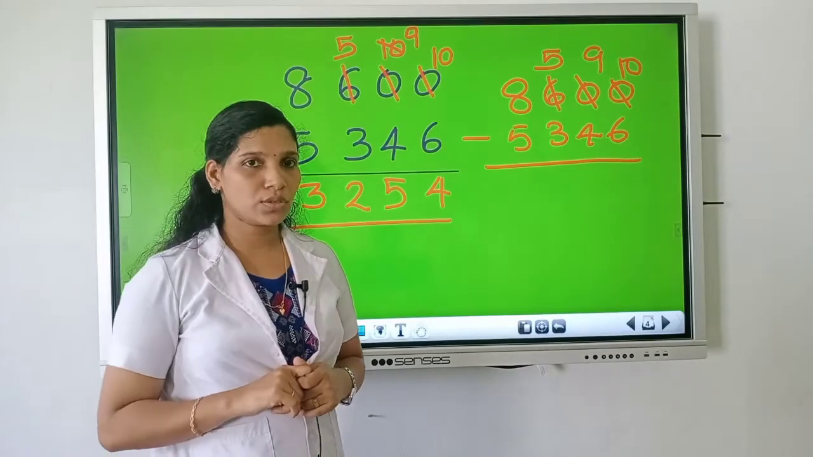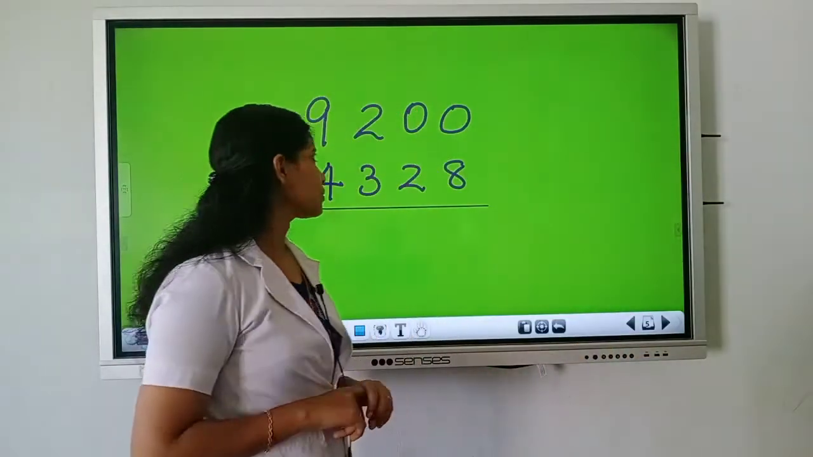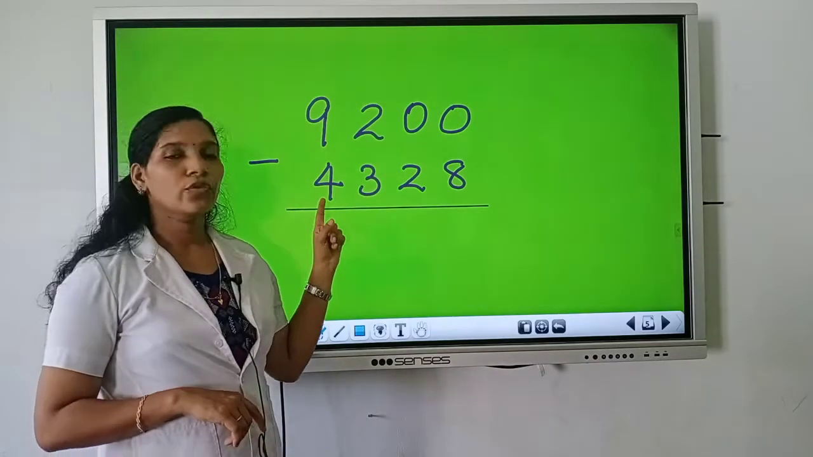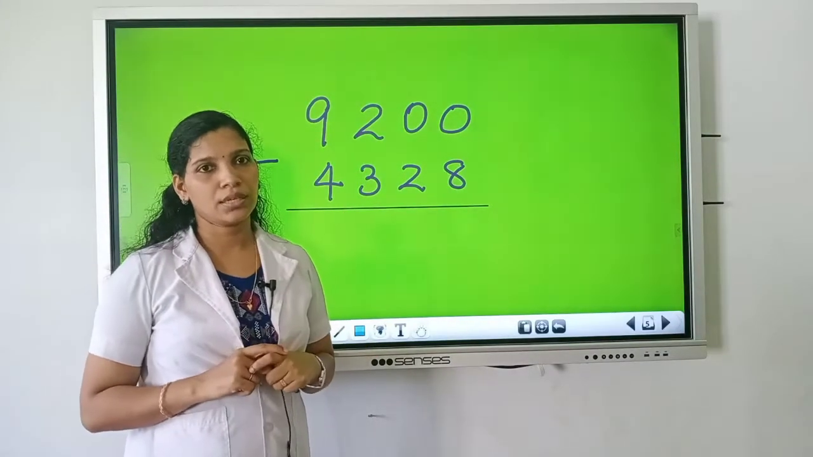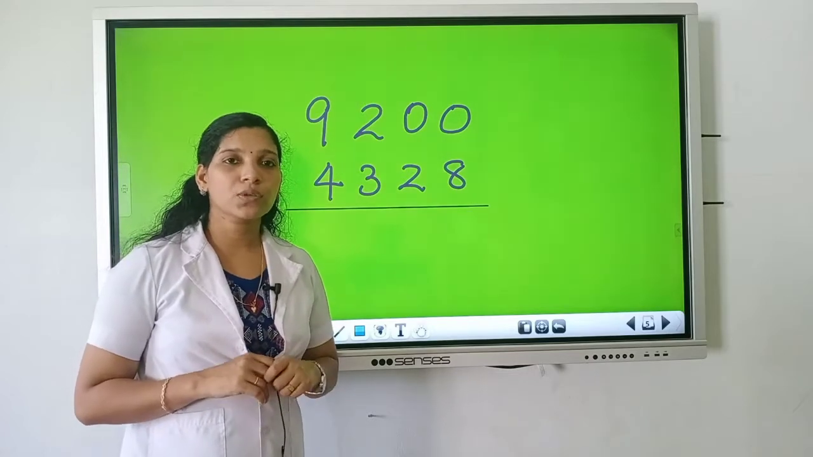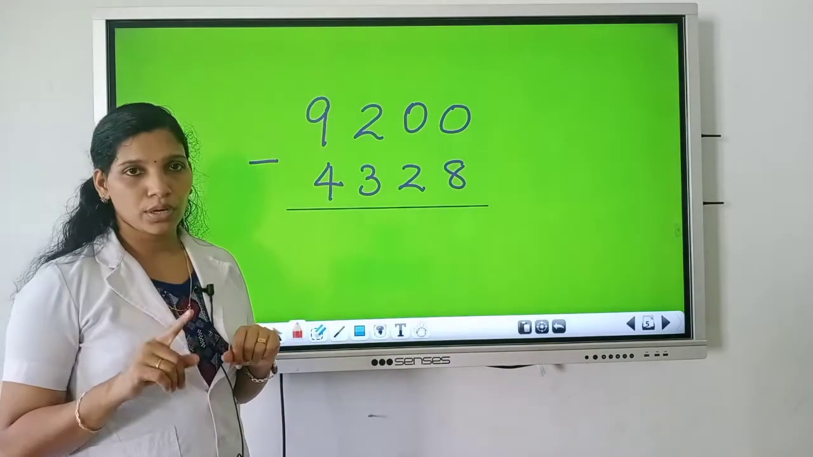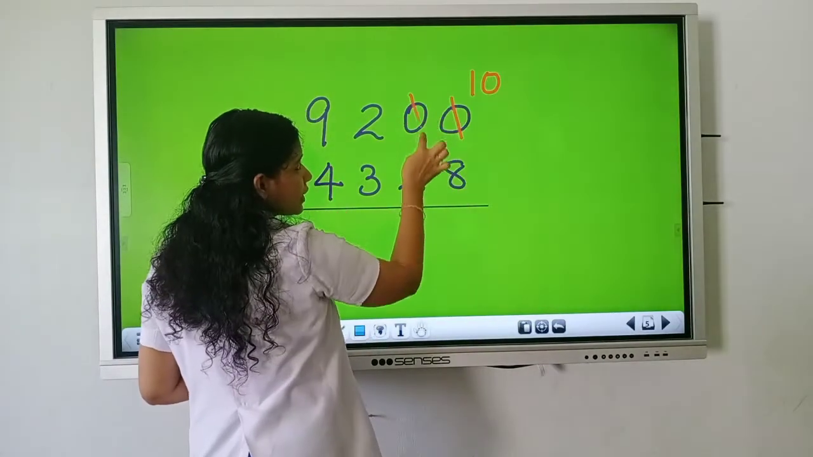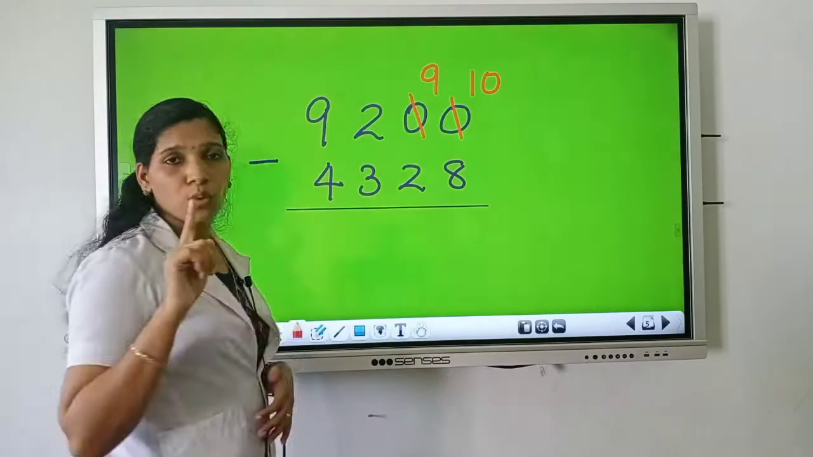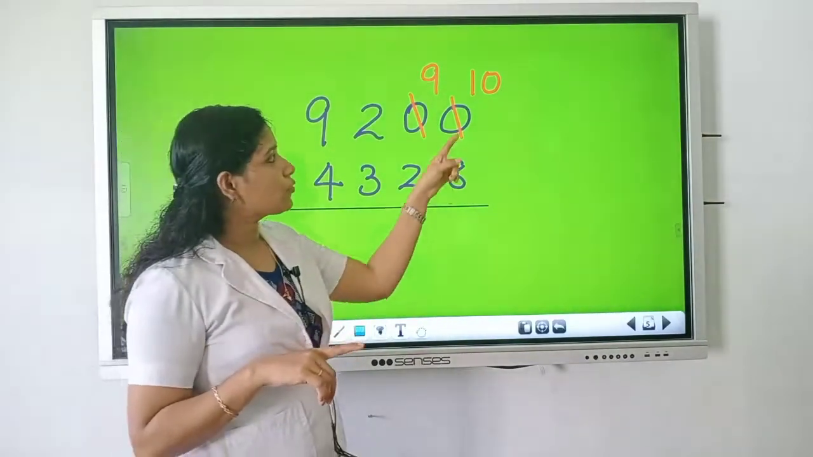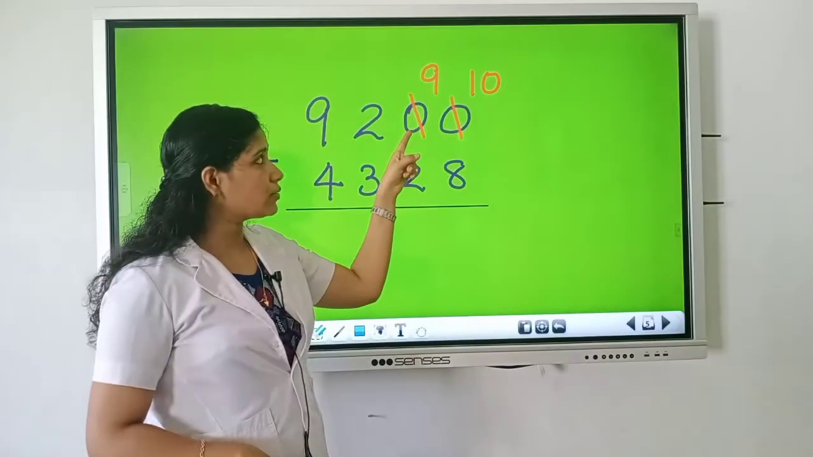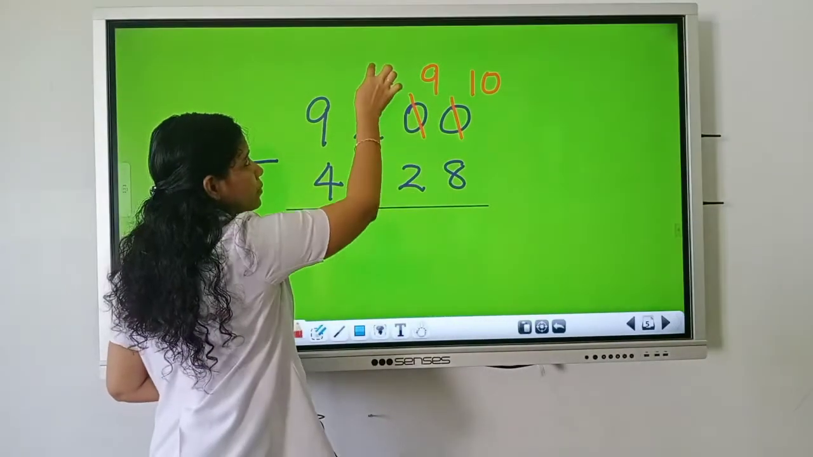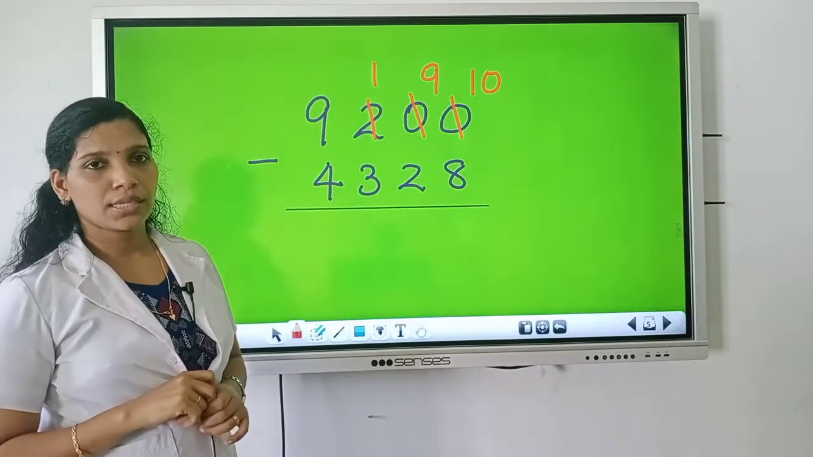So let's see one more question children. 9200 minus 4328. So you remember how we did the previous question? So when you are doing, what will the first 0 become? This will become 10 and the next will become 9. This is only for zeros children. Remember, the first 0 will be 10 and the 0 next to it will be 9 and the number coming next to it we will subtract 1. Clear? This is how we are doing.